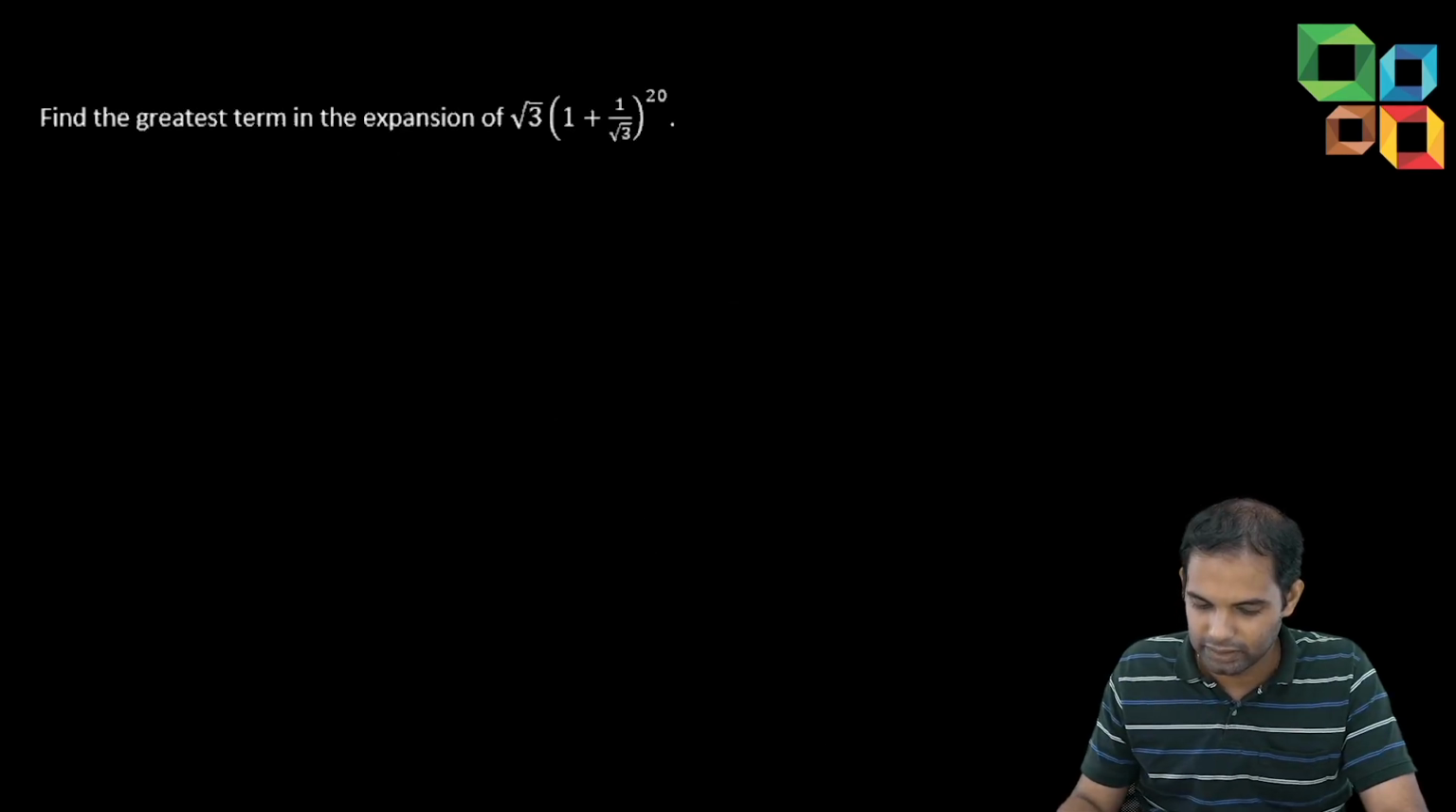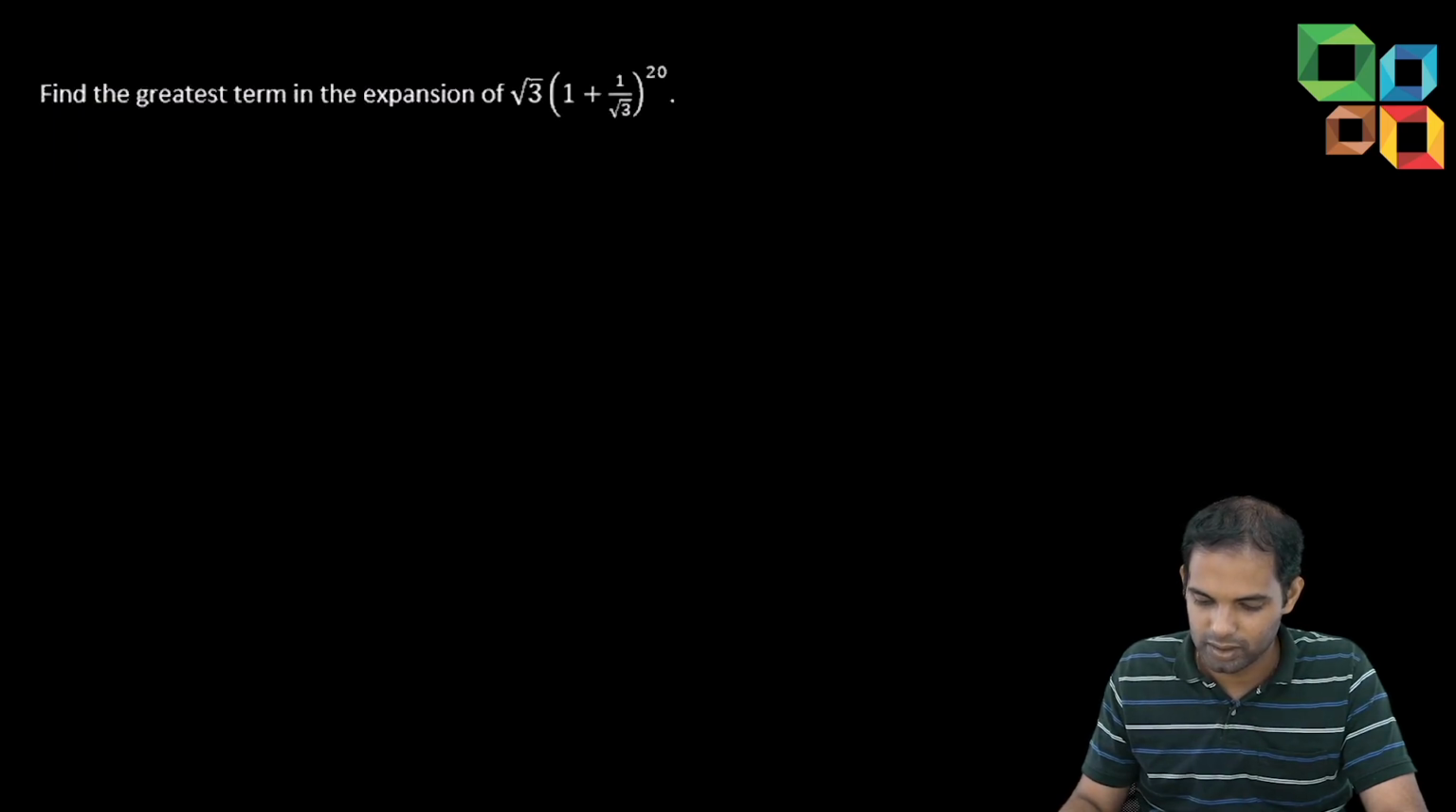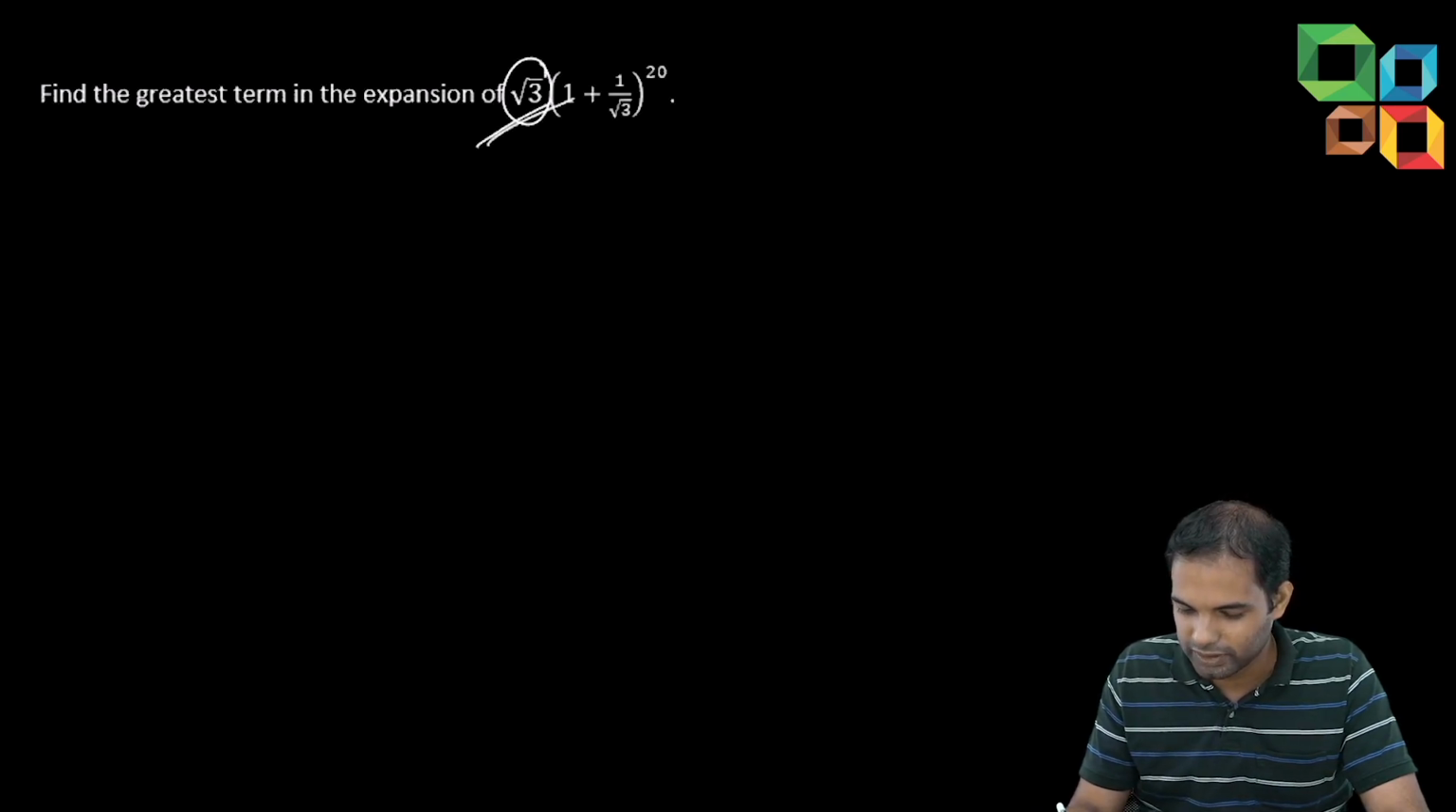Okay, let us try the greatest term in this expansion. You can see that this term is outside, it's just multiplication. You can just ignore this term because the greatest term will come from this side. Just to write the greatest term, we probably have to multiply root 3. That's all, but it won't change the equation by any means. What is the greatest term?